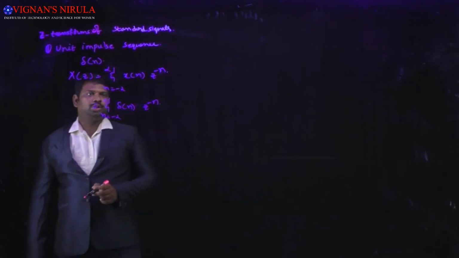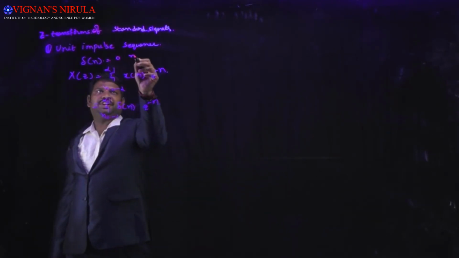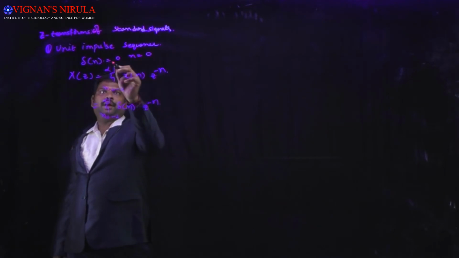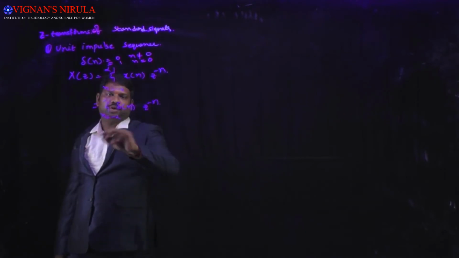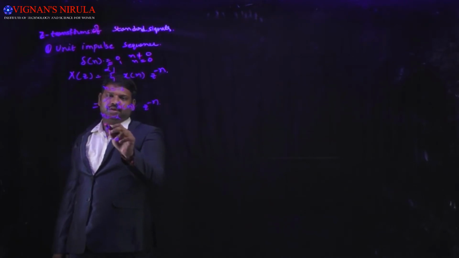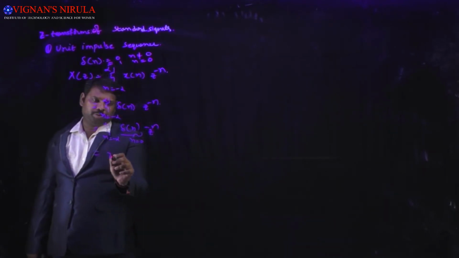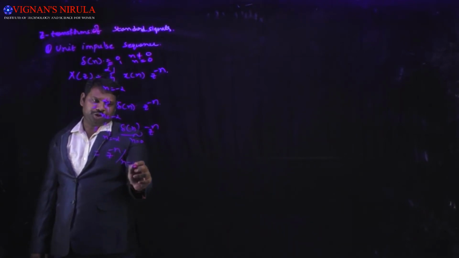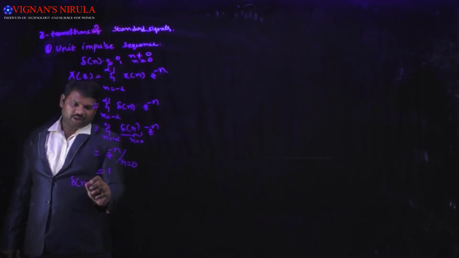Now the x of n will be given by delta of n z power minus n. Delta of n is defined at n equal to 0 only. Sorry, delta of n is equal to 0 for n not equal to 0, and it is equal to 1 for n equal to 0. That means it will be defined only at n equal to 0. Therefore, we take the corresponding z power minus n at n equal to 0. Z power 0 is 1. Therefore, the Z transform of delta of n is 1.